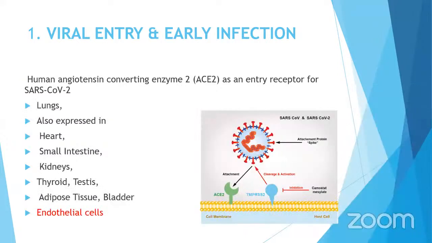Apart from the lungs, ACE2 receptors are mainly expressed in the heart, small intestine, stomach, kidneys, thyroid, adipose tissue, and bladder, and also in endothelial cells. ACE2 expression in endothelial cells is important because SARS-CoV-2 infection leads to endothelial cell damage during pathogenesis.